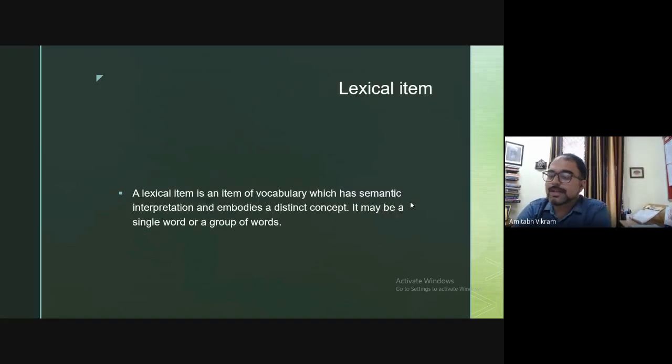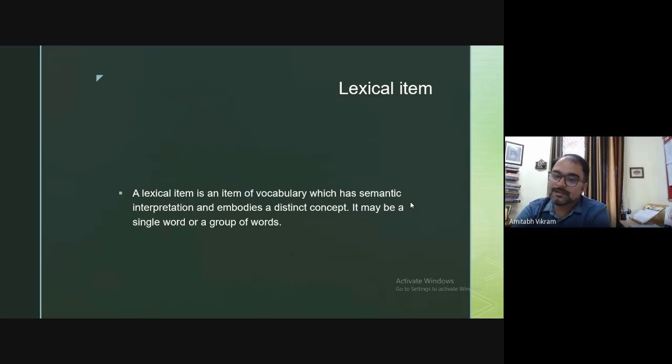Now the next term is lexical item. Lexicon we have already discussed. Lexicon is there in your head. And lexicon consists of, I repeat once again, how a particular word is pronounced, how it is spelled, what is the meaning of the word, what is the grammatical category of the word, and how the word is used in a meaningful context. So these five things constitute a lexicon.